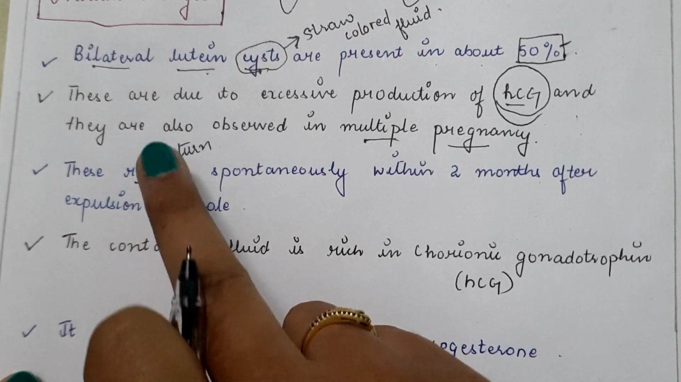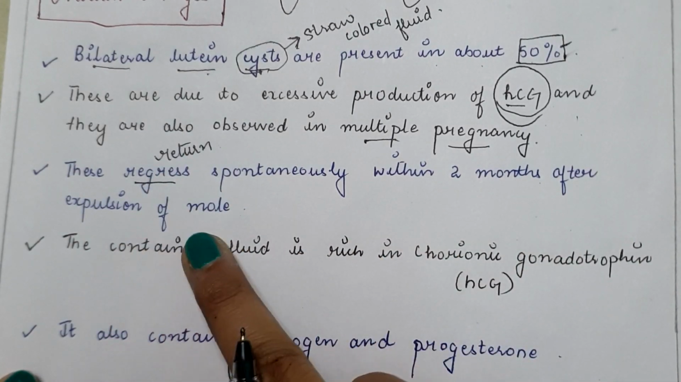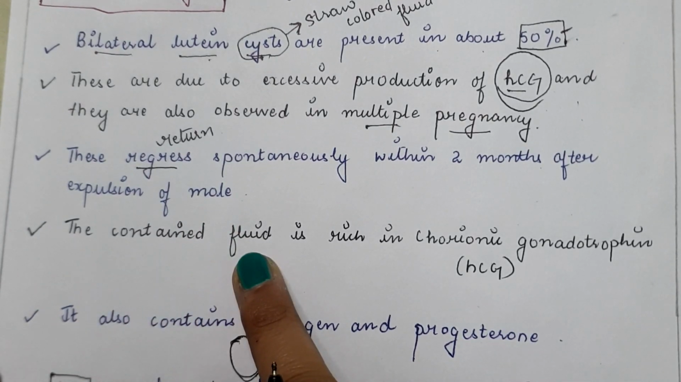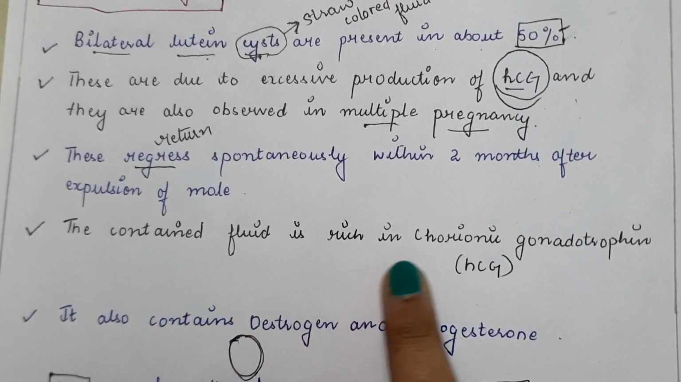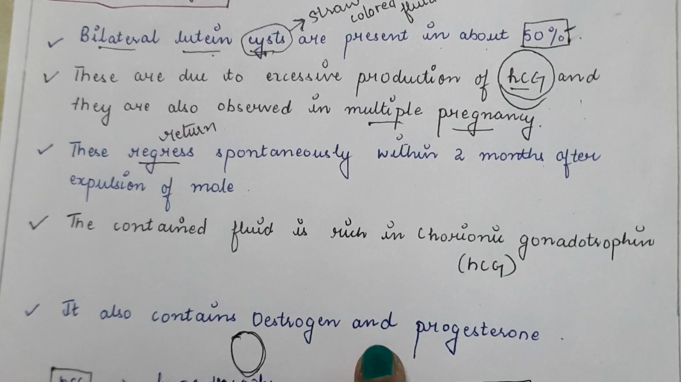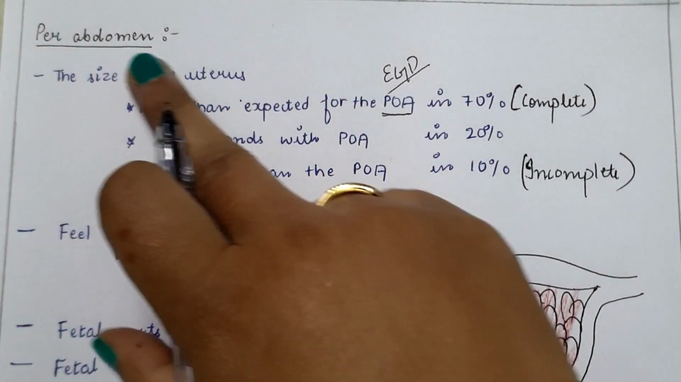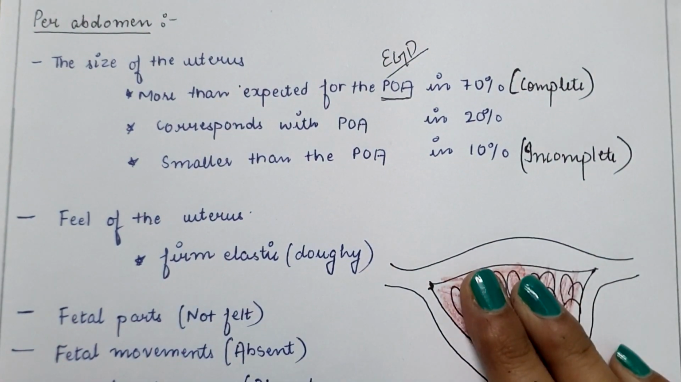But these cysts return to normal on their own within 2 months after the expulsion of the mole. And the straw colored fluid of the cyst is rich in HCG, and it also contains estrogen and progesterone. Next are the per abdominal findings. When we are doing the per abdominal examination, what do we find?